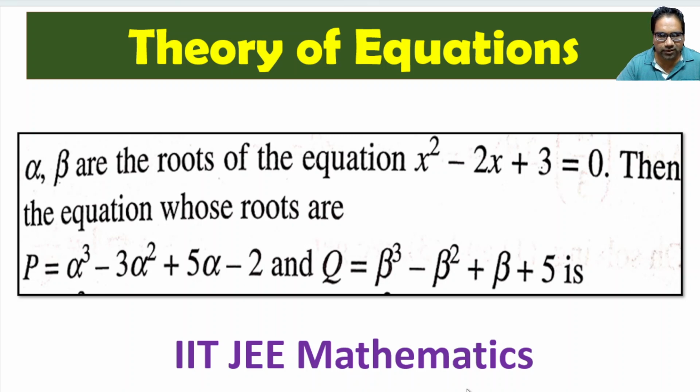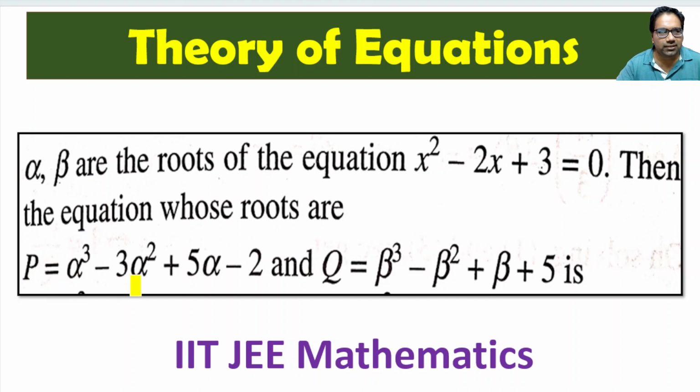Hi friends, here we are given a nice problem. We are given a quadratic equation x square minus 2x plus 3 equal to 0, and we know alpha, beta are roots of this equation. Then we have to find the equation whose roots are p and q. What are p and q?